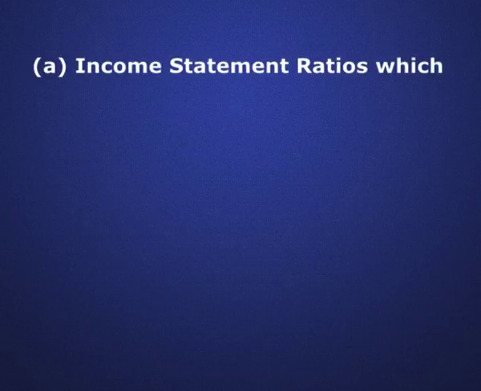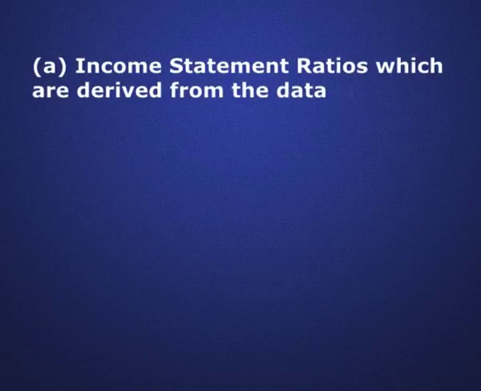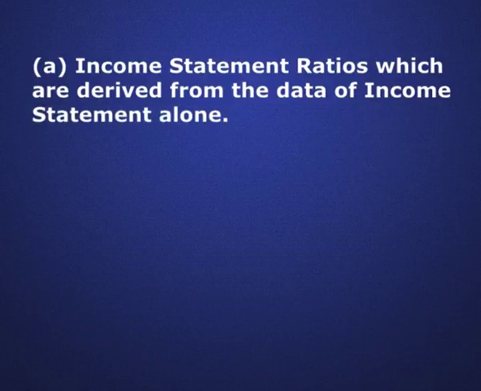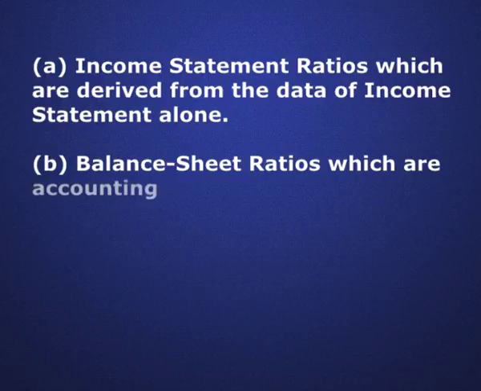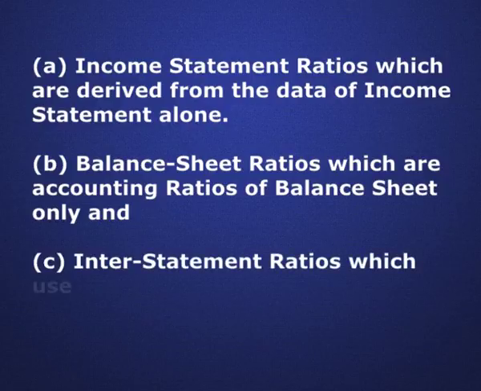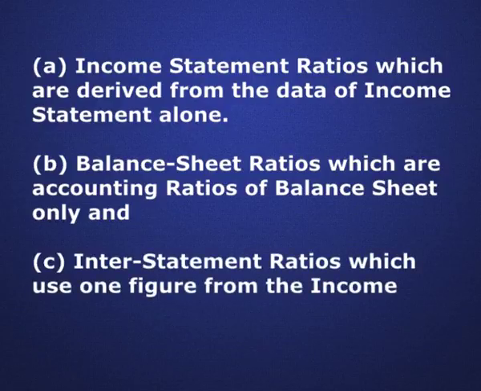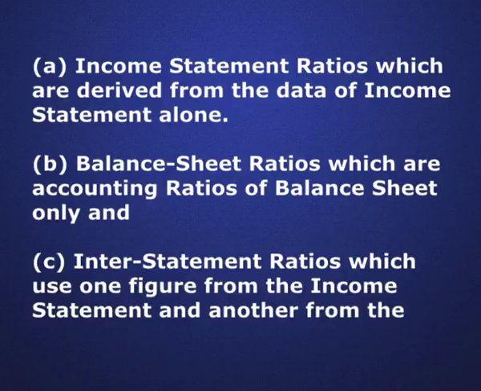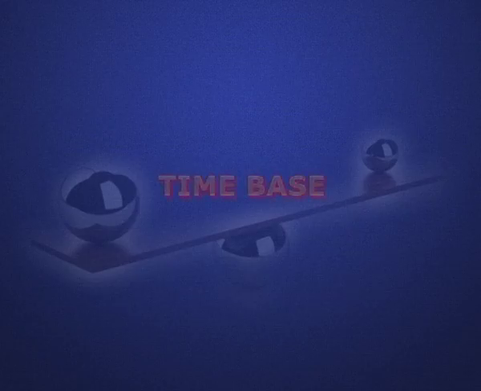According to statement basis of classification, the ratios are grouped into categories such as: A. Income statement ratios, which are derived from the data of the income statement alone. B. Balance sheet ratios, which are accounting ratios of the balance sheet only. And C. Interstatement ratios, which use one figure from the income statement and another from the balance sheet.